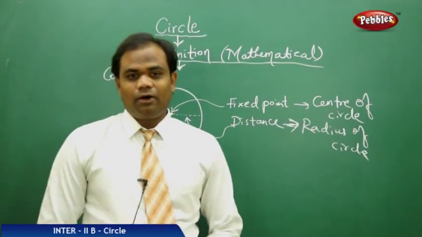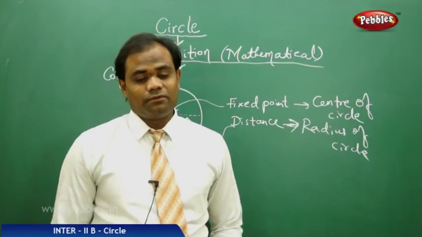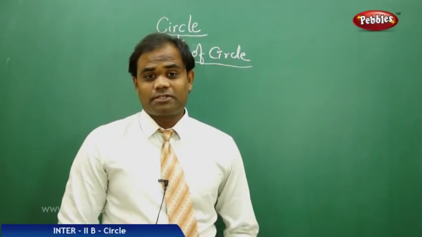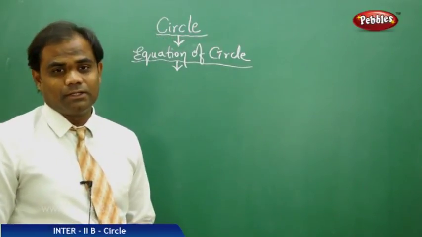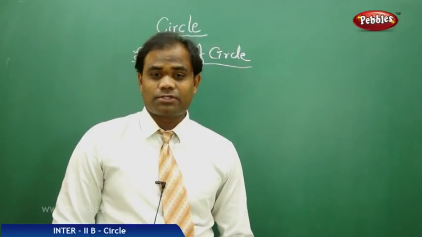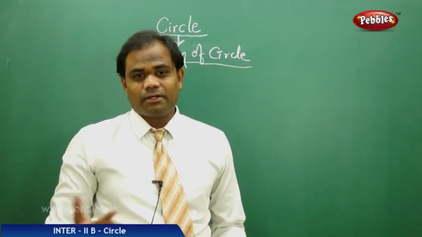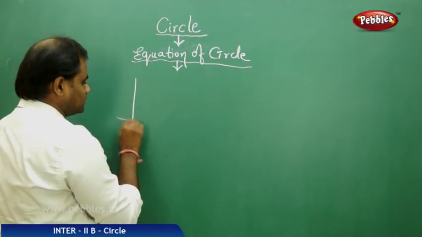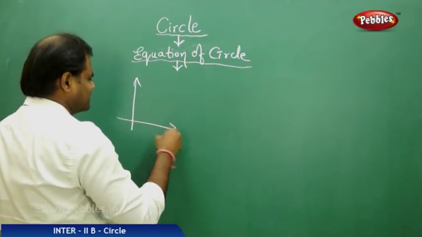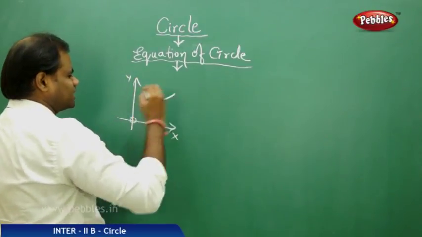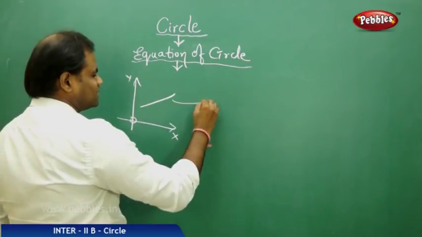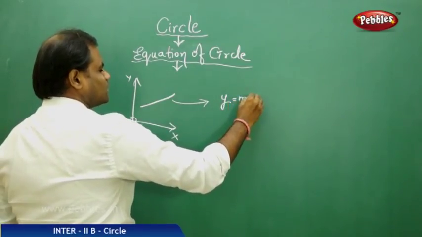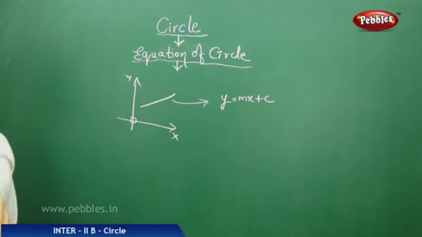Now let's see how we can derive the equation of a circle. Now that we have defined a circle in the mathematical sense, the next question which comes is, what will be the equation of a circle? As for example, if I take the x-axis, y-axis and origin, and I take a straight line, then I know that this straight line has the equation y equals mx plus c, is how we understand.